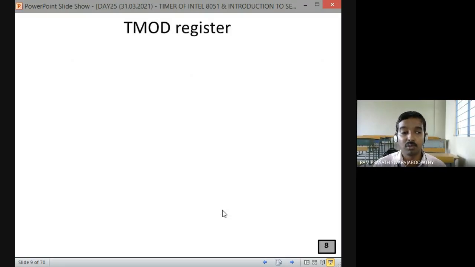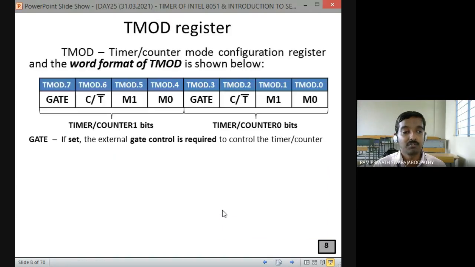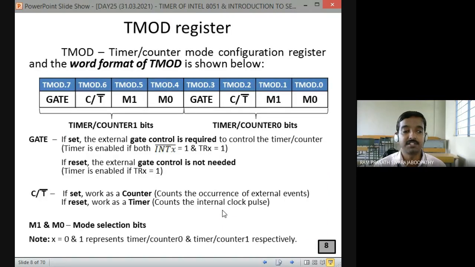As of now, what we have to know is the word format of this register. If I want to enable gate control, I have to put this bit as 1. If I want to configure it as timer, I put 0; counter means 1. Based upon the mode of operation you are going to configure, these 2 bits should be written. All the 8 bits must be decided by the software only. It cannot be set or reset by the hardware. We programmers have to decide the condition of these bits.